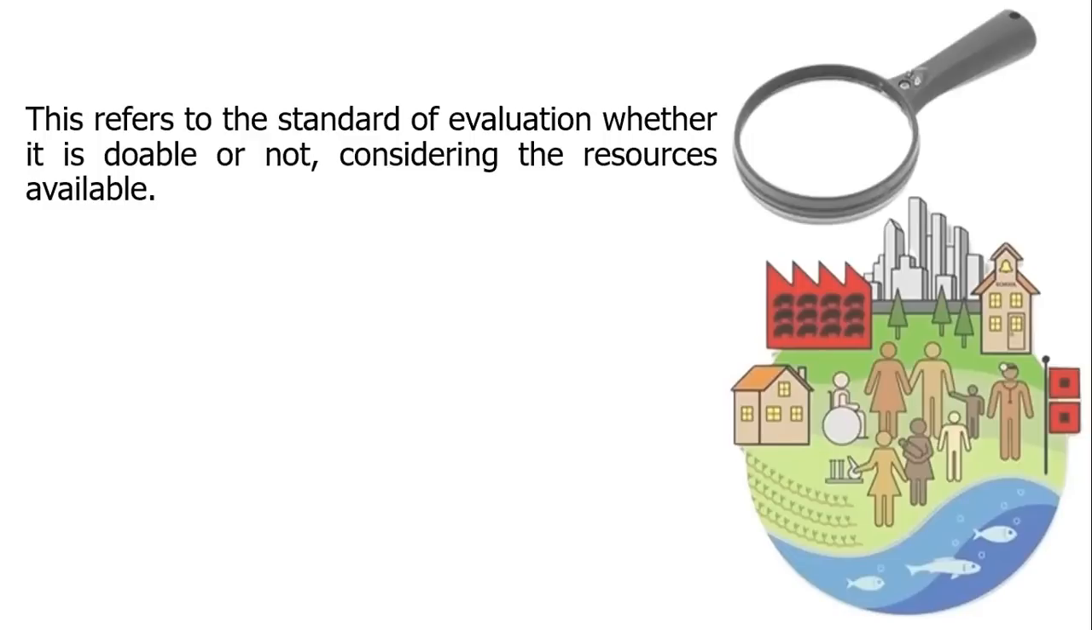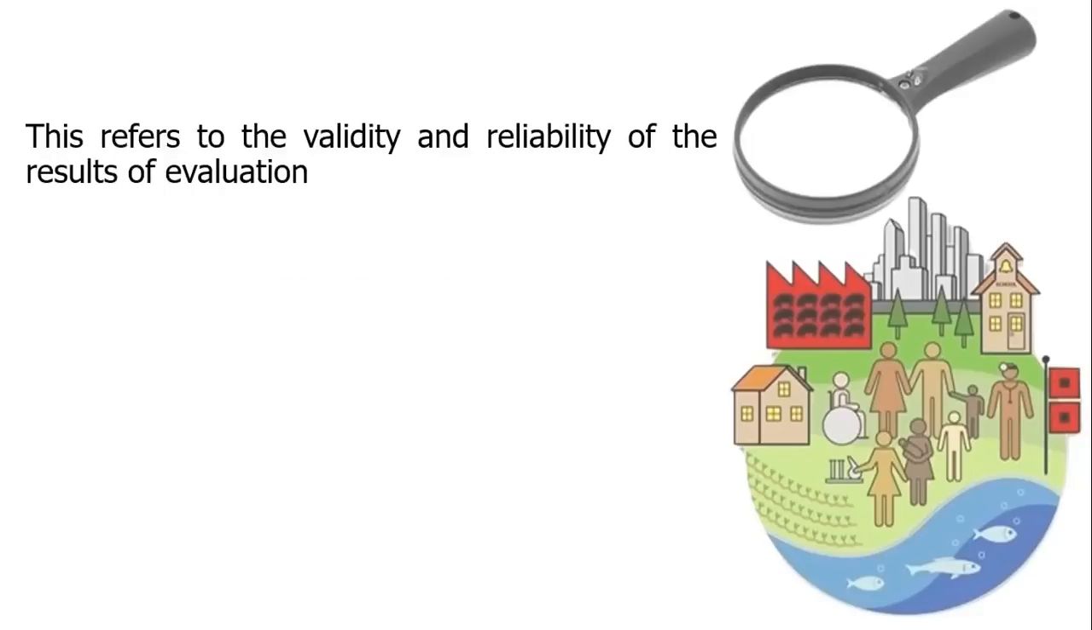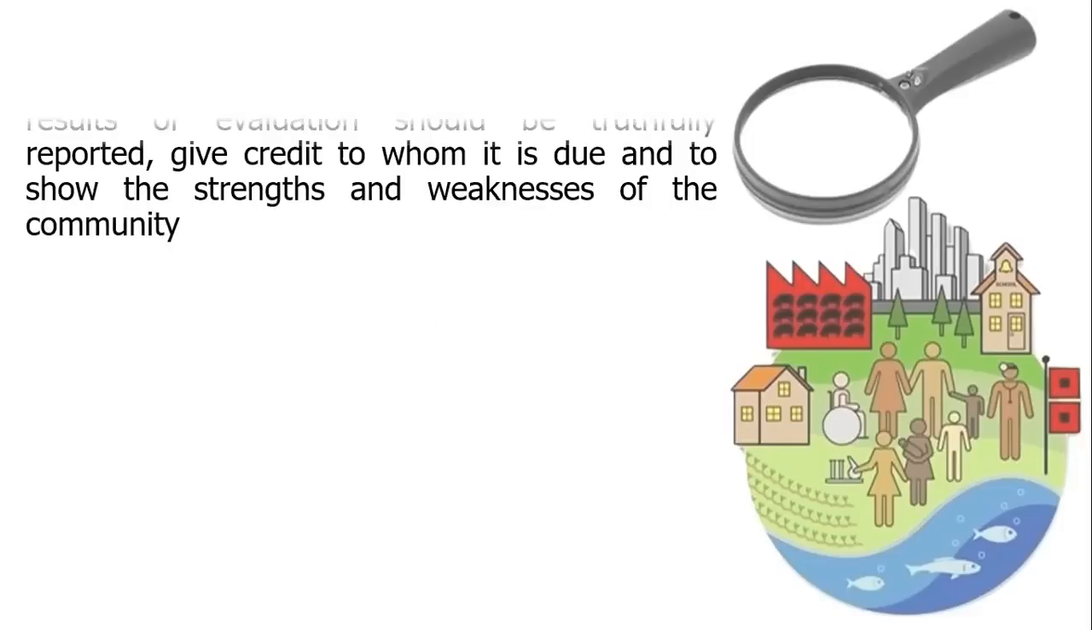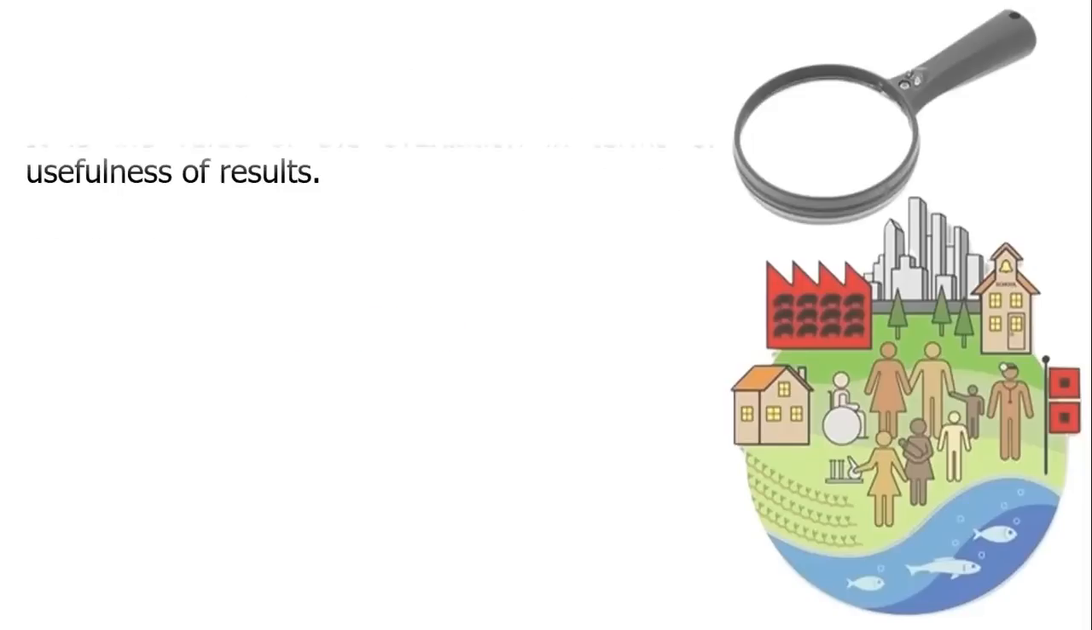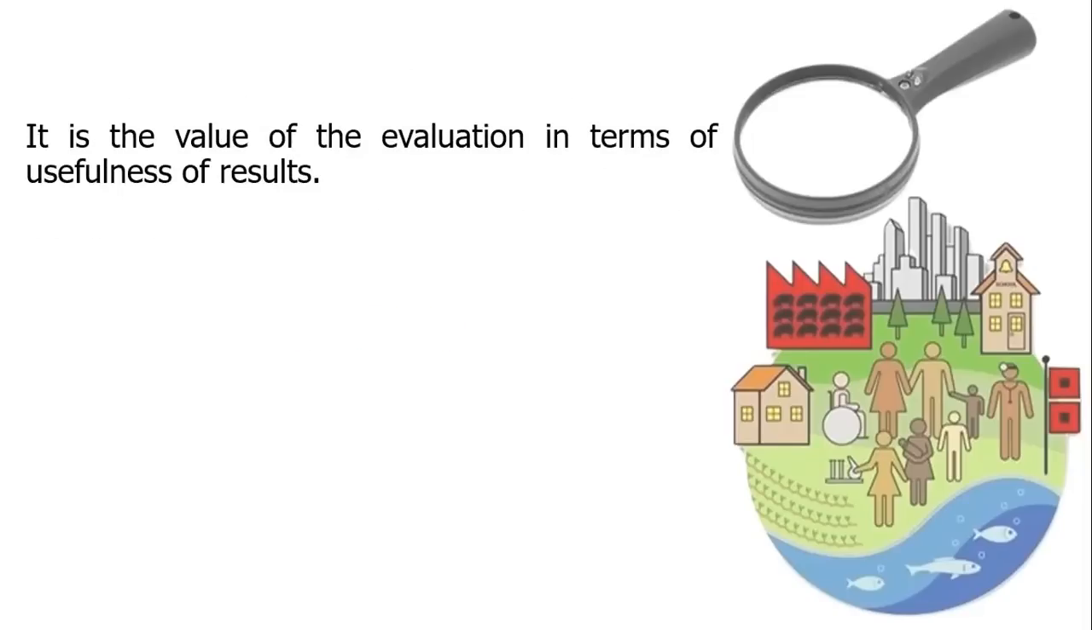This refers to standard evaluation, whether it's doable or not, considering the responsible. It's feasibility. Then, this refers to the validity and reliability of the resources, or accuracy. Then, aside from the technicalities of evaluation, the result of evaluation should be truthful, reported, give credit to whom it's due, and show the strengths and weaknesses of the community. It's the propriety, di ba?